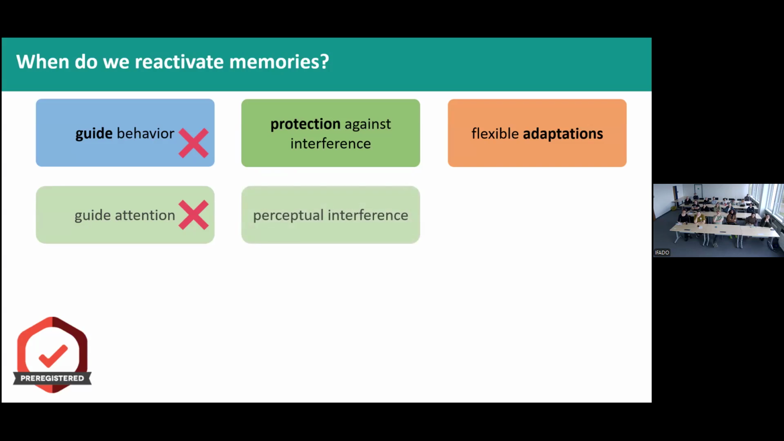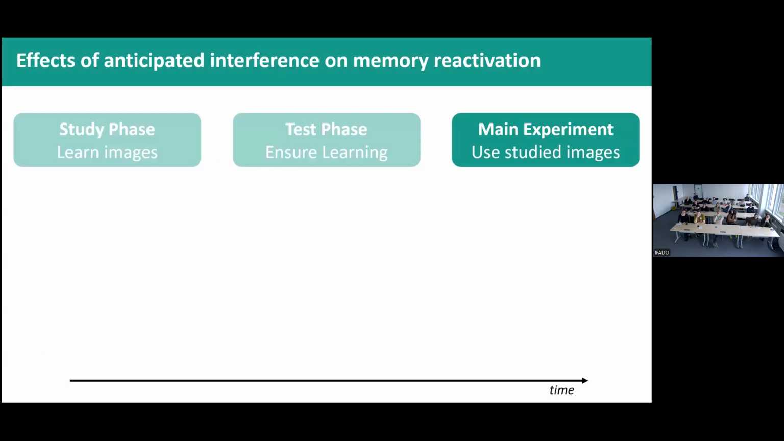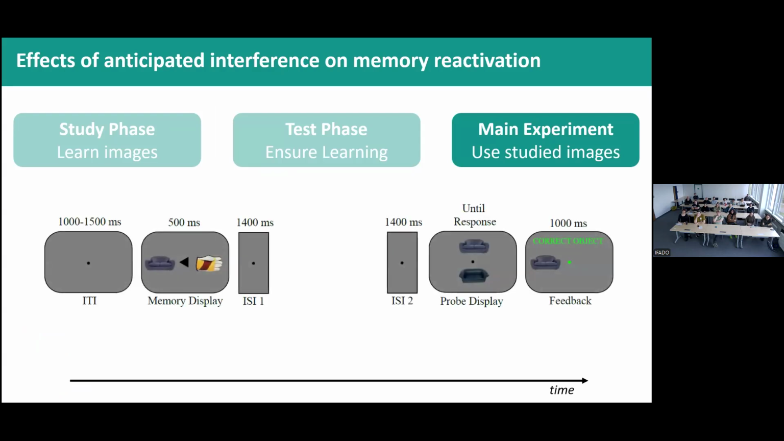So first we look into perceptual interference. The first two phases mirrored those in the previous experiment, where participants learned specific images. In phase 3, each trial began with the presentation of a previously studied memory object. In this case, we had an arrow pointing towards which of the two items was the memory item. In this case, they had to remember the couch.